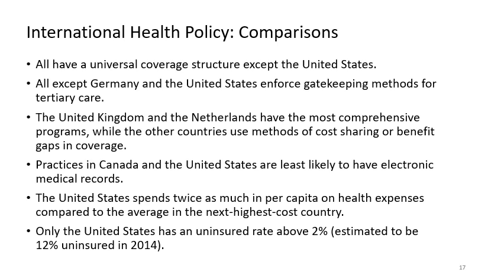Practices in Canada and the United States are least likely to have electronic medical records. The United States spends twice as much per capita on health expenses compared to the average in the next highest cost country. Only the United States has an uninsured rate above 2%, estimated to be 12% uninsured in 2014.